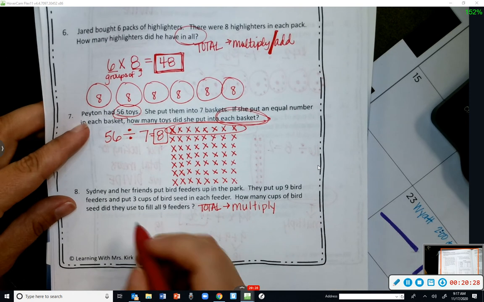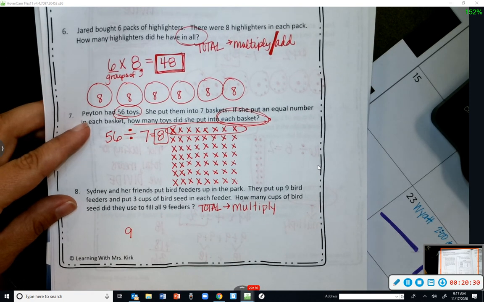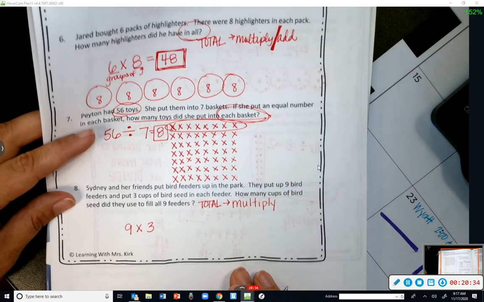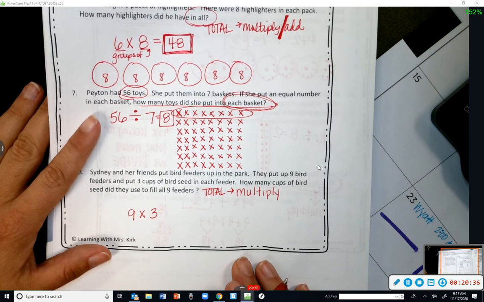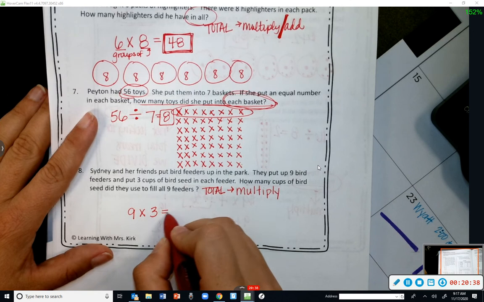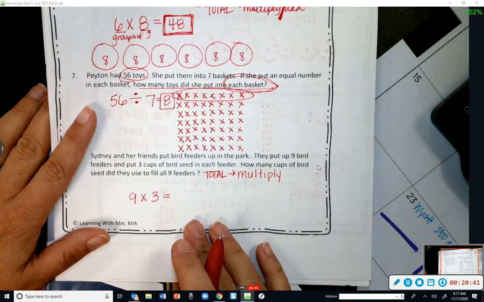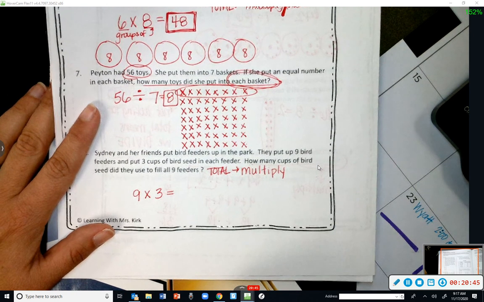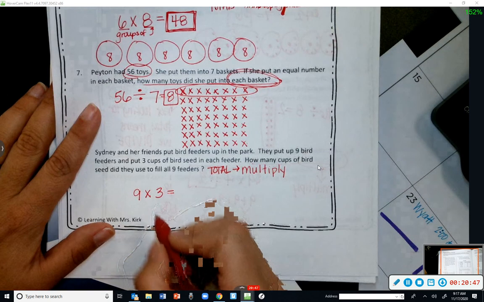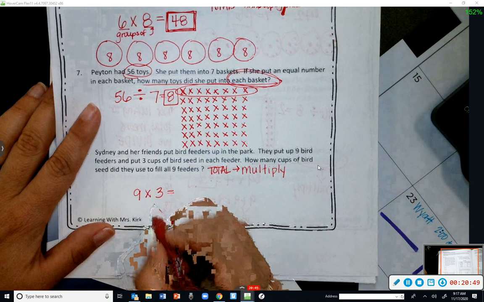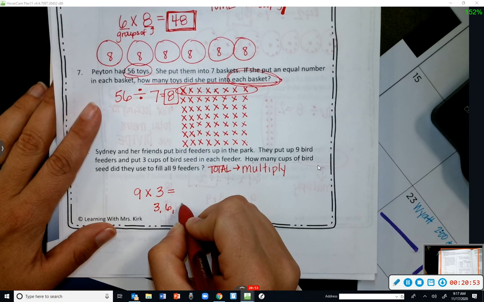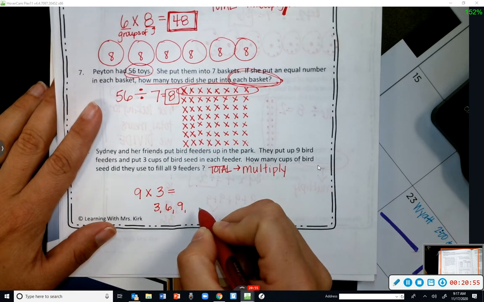And we have 9 bird feeders. And we're multiplying by 3 cups of seed for each bird feeder. Okay? Could I skip count by 3s? Yeah. How many times? 9. I'm going to do that. So let's count together. 3, 6, 9, 12.